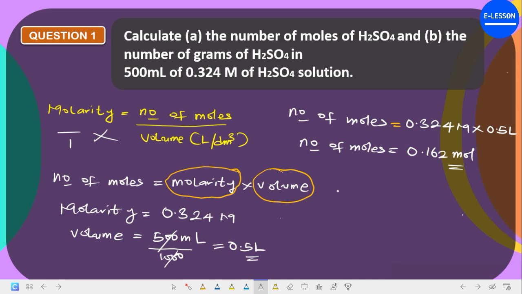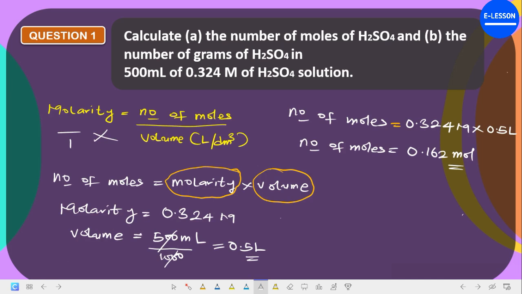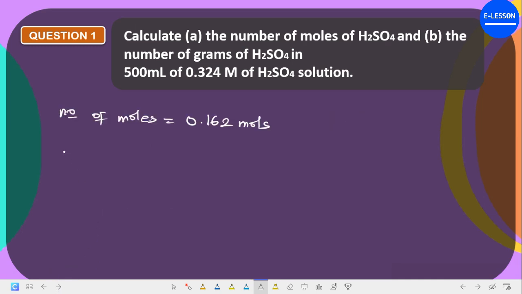And then part B says calculate the number of grams of H2SO4. So our number of moles is equal to 0.162 moles. Let's see if that is correct. That's our number of moles, 0.162 mole. So what will be our answer in gram?